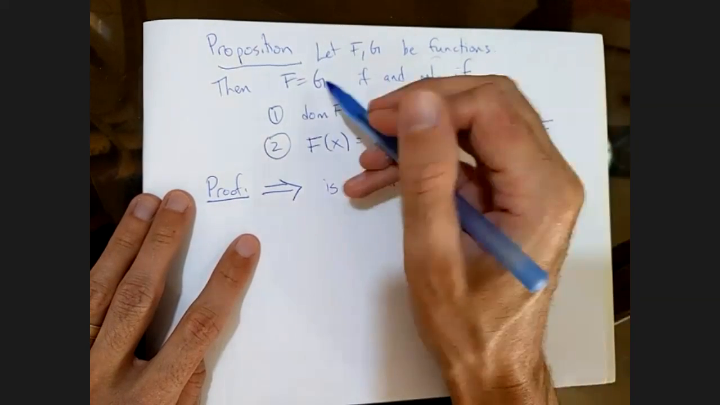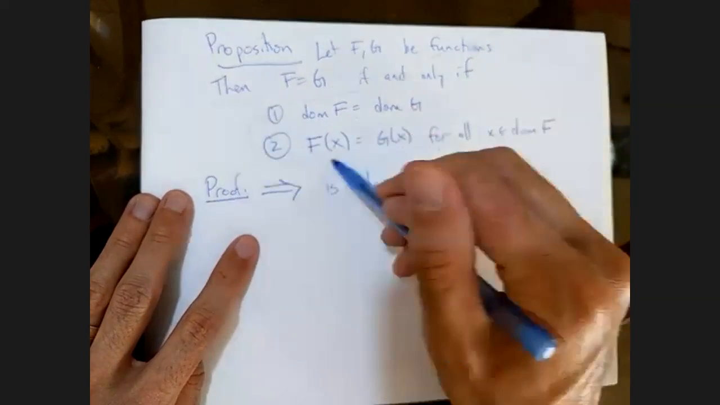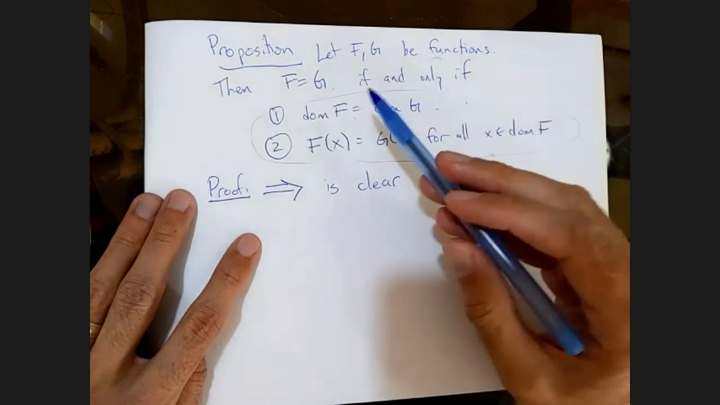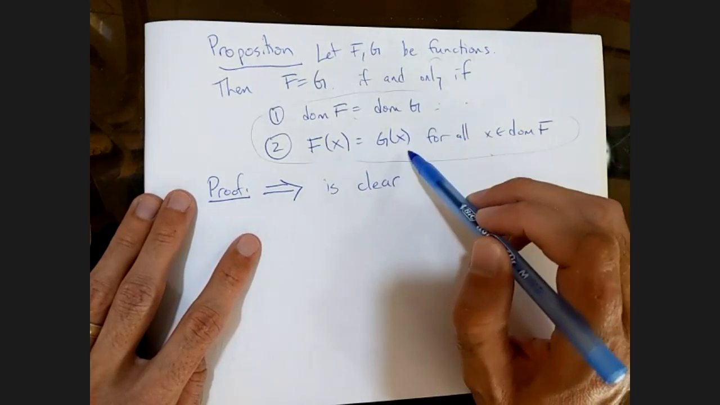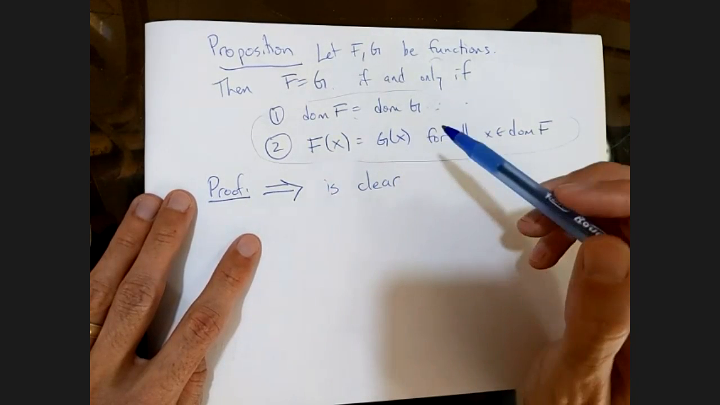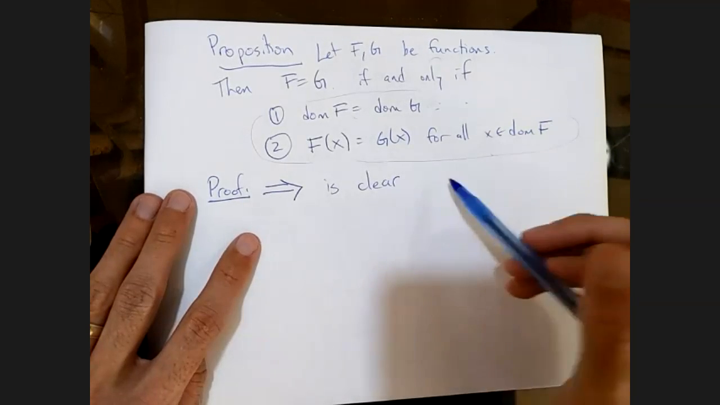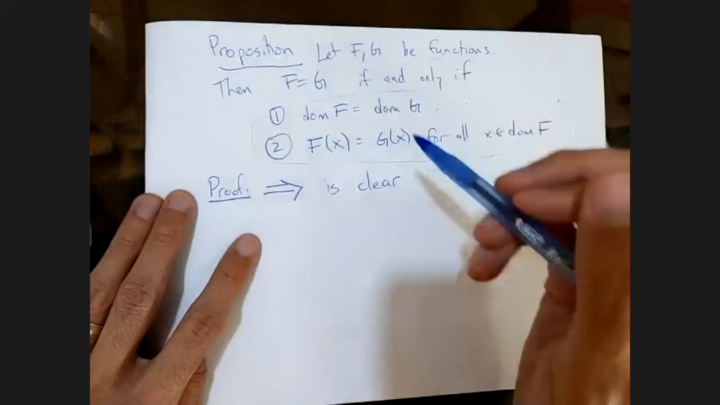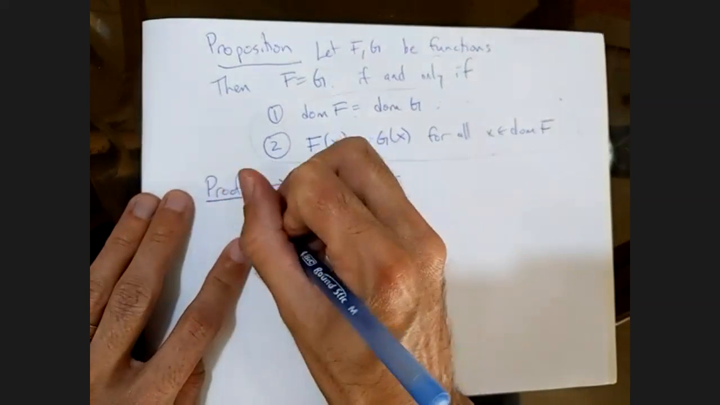If I go through and replace all the f's with g's, these two statements are just kind of tautologies, meaning they're just like domain of g equals domain of g and g of x equals g of x. Okay, so this is fine. So there's really only one thing to prove, that if I have two functions satisfying 1 and 2, then f equals g. Okay, so backwards arrow.